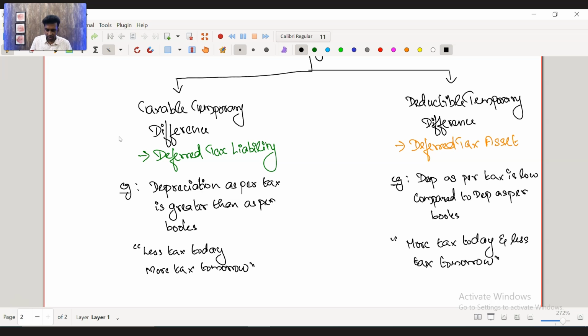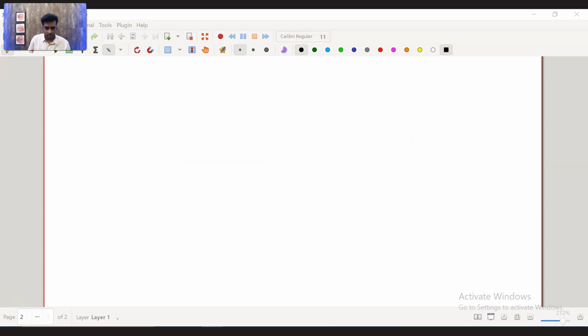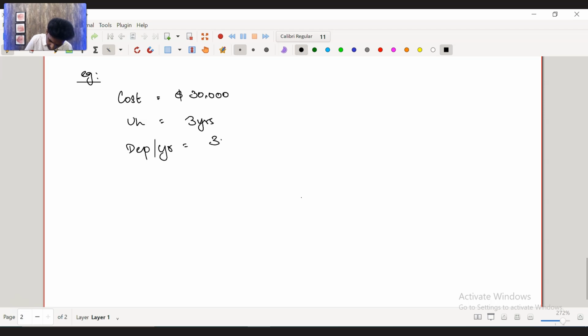So let's try to understand this with a very simple example. Let's say we purchased an asset with a cost of $30,000 and useful life is equal to 3 years. So depreciation per year will be 30,000 divided by 3, which is equal to $10,000 for each year. This is our depreciation per year.